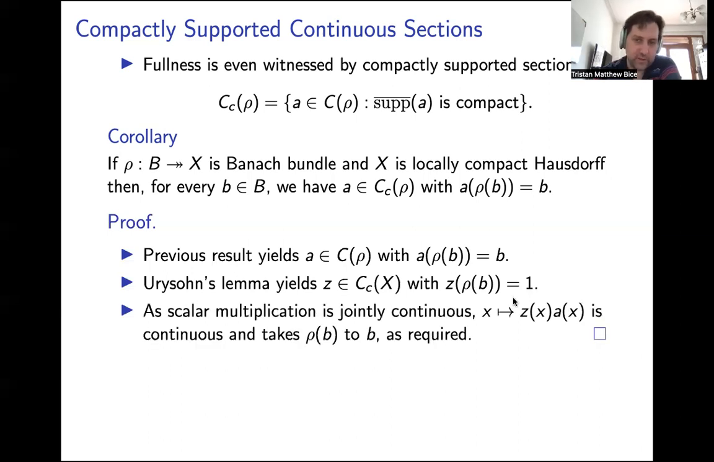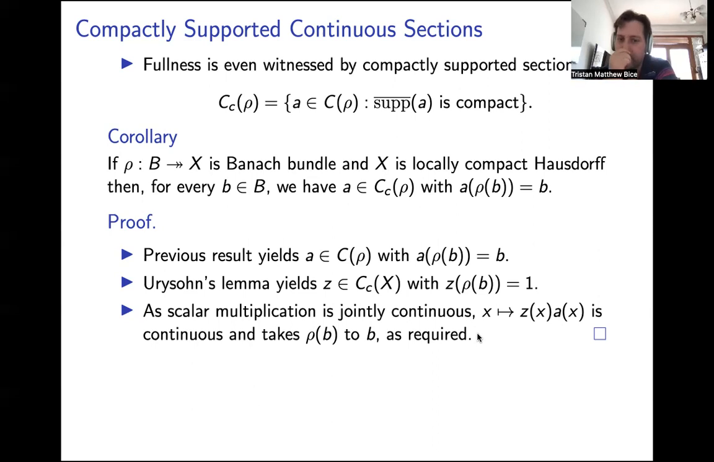And so then you just multiply these together, right? One of the results we proved a couple of slides ago, remember, is that scalar multiplication is jointly continuous. And once you know that, it tells you that the map from x to z(x)a(x) is indeed continuous. And because at ρ(b) this is just 1, it takes the value a(ρ(b)), which is just b, at that point.